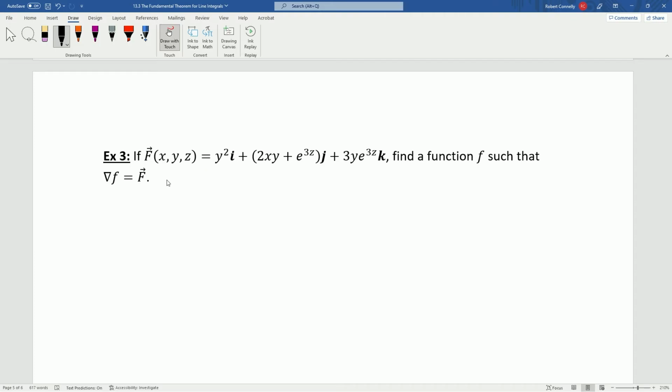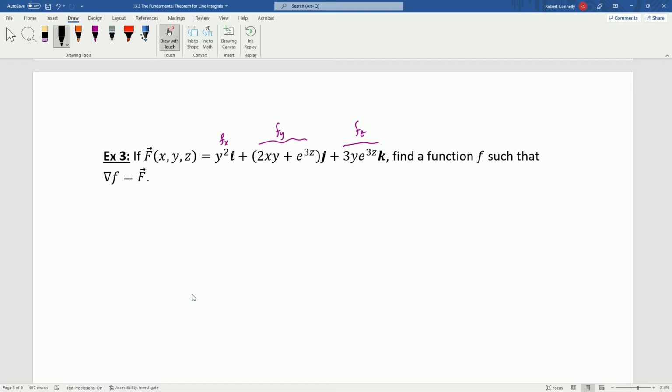Okay, if the vector field F of x, y, z equals y squared i plus (2xy plus e to the 3z) j plus 3y e to the 3z k, find a function f such that the gradient of f equals capital F, the vector field. Well, the process is going to be exactly the same here, but keep in mind that now this is little f sub x, the partial derivative with respect to x. This is the partial derivative with respect to y, and this is with respect to z.